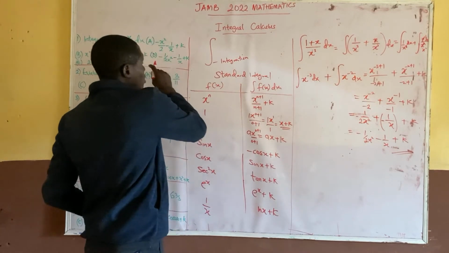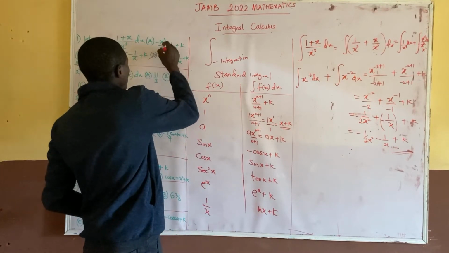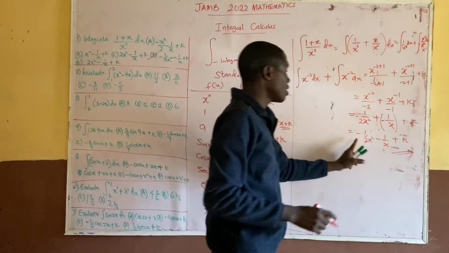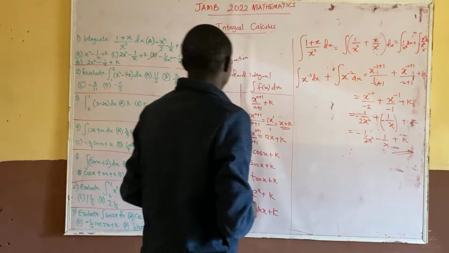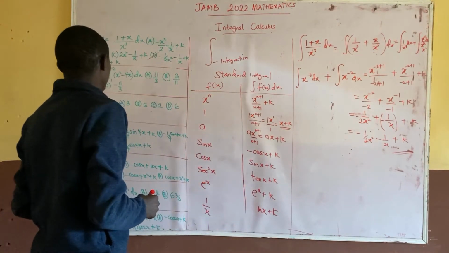So we have the answer is option D. Minus 1 over 2x squared minus 1 over x plus K. Now let's go to question number 2.